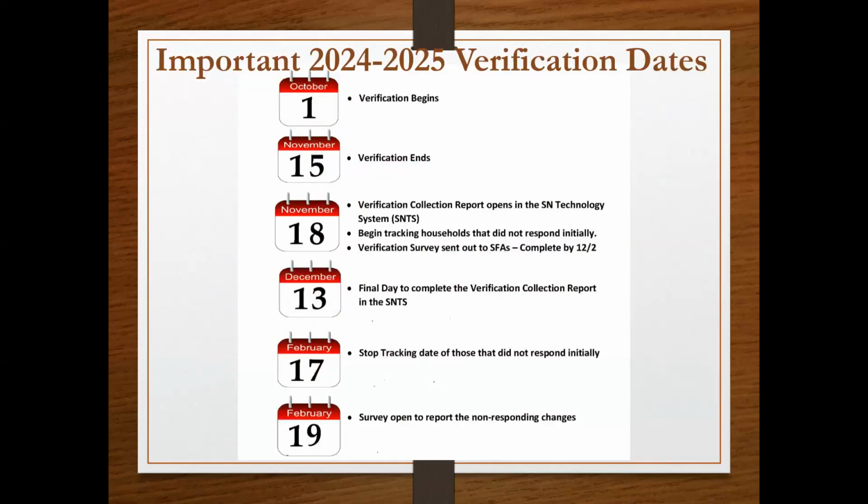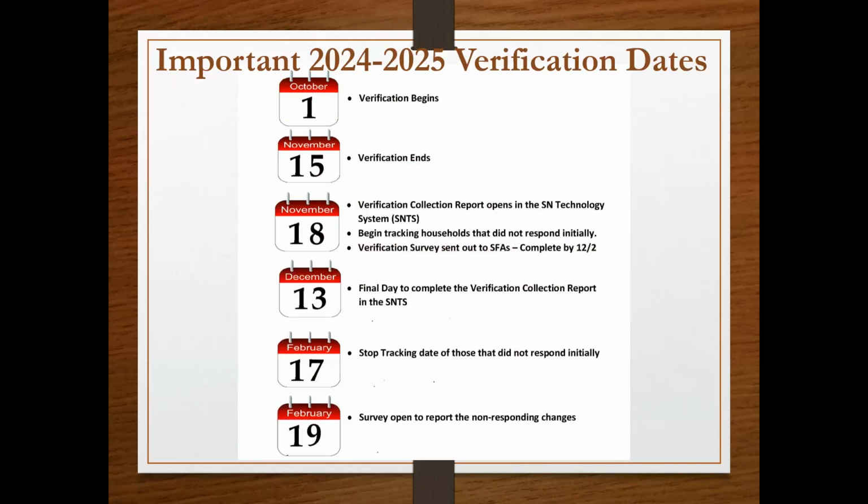So let's look at these dates that we're going to be dealing with during verification. Again, it starts on October 1st. It ends on November the 15th. On November the 18th, which is a Monday, you're going to have the verification collection report open in the school nutrition technology system. On the 18th, you're also going to start tracking households that did not respond initially because you're going to have to report, potentially do a report for them in February of 2025.